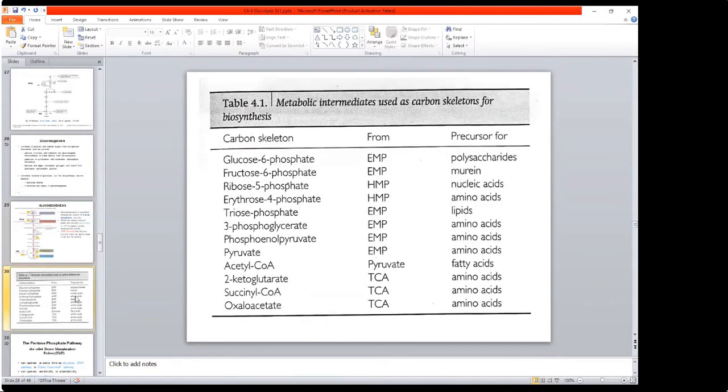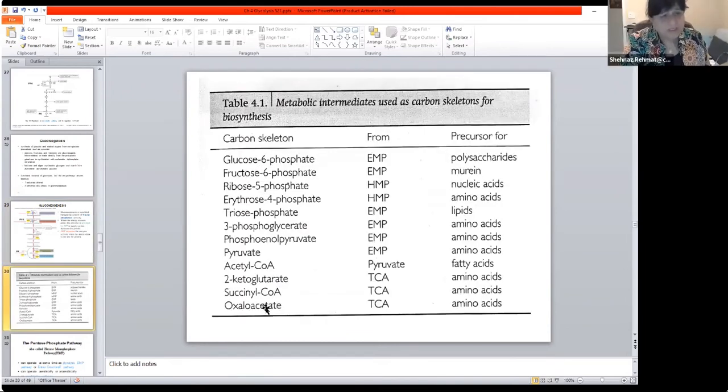Yes. Very good. Okay, so we come back to our 12 intermediates that will be used in synthesis. Now that we've studied EMP, we can look at some of those that we had looked at in this pathway that will be useful now. You know, glucose 6-phosphate was the start one. Fructose 6-phosphate is the second intermediate in this pathway. So the first one is used as a precursor for polysaccharide. This one is used for murein.